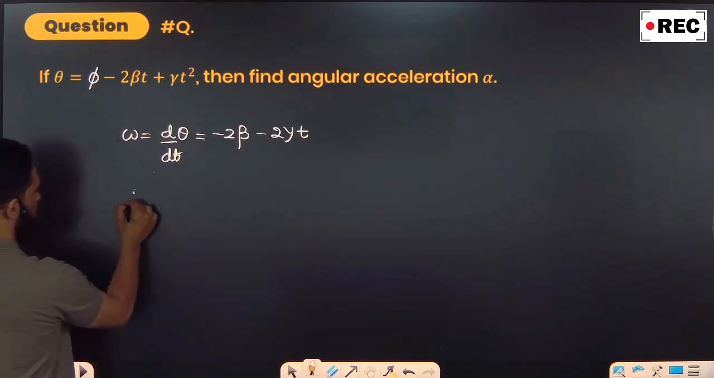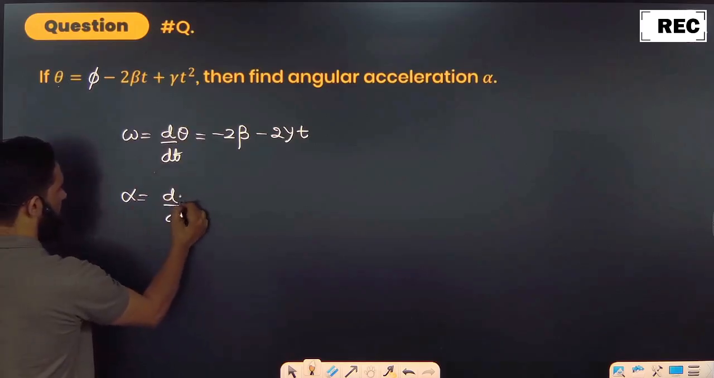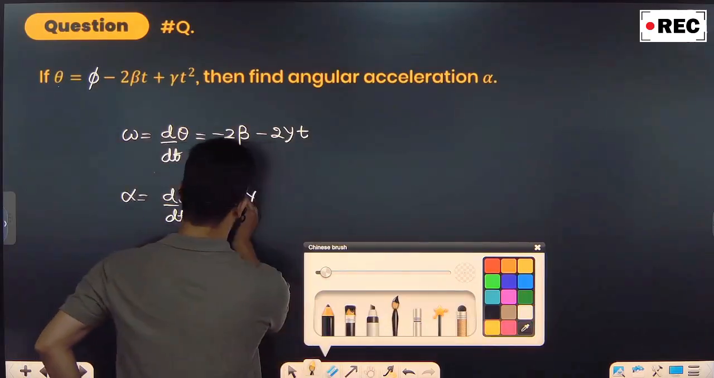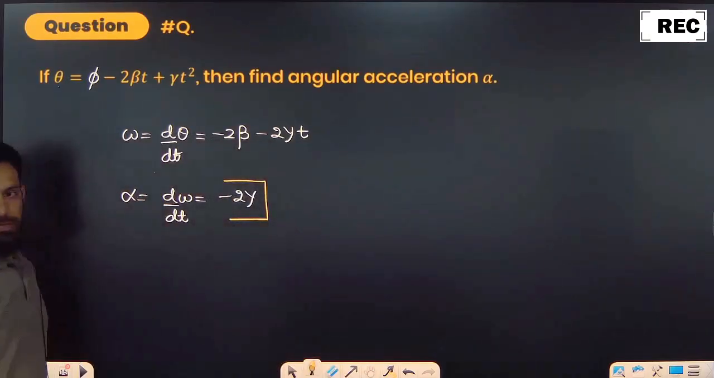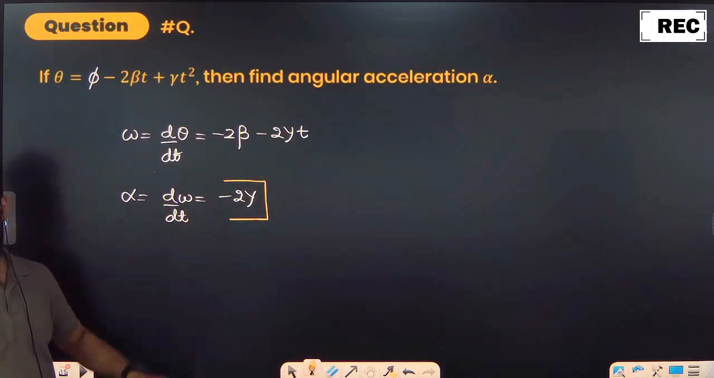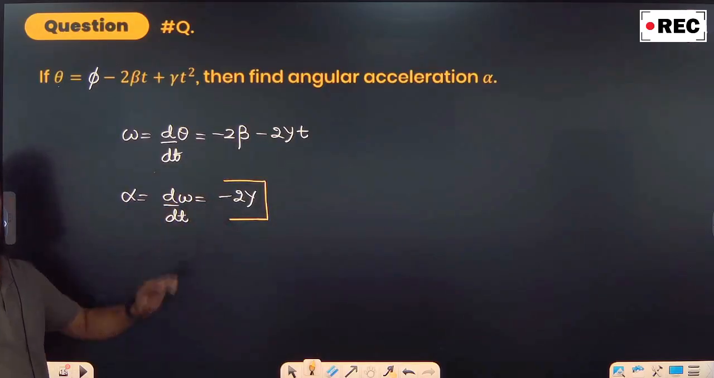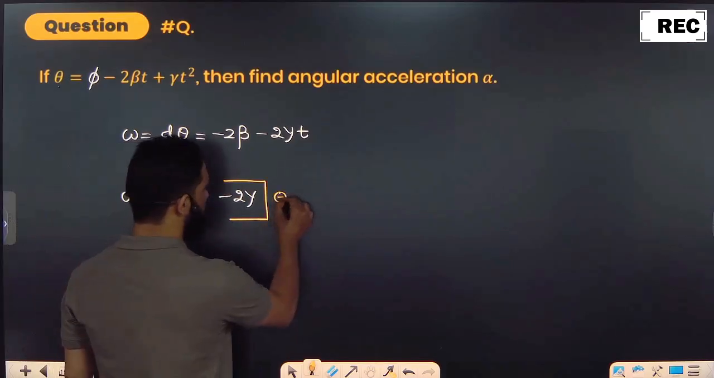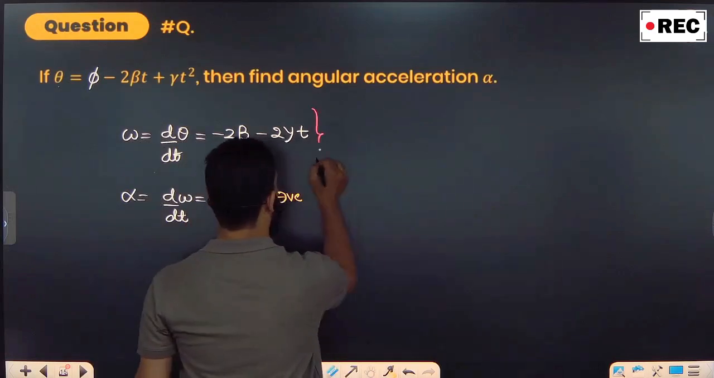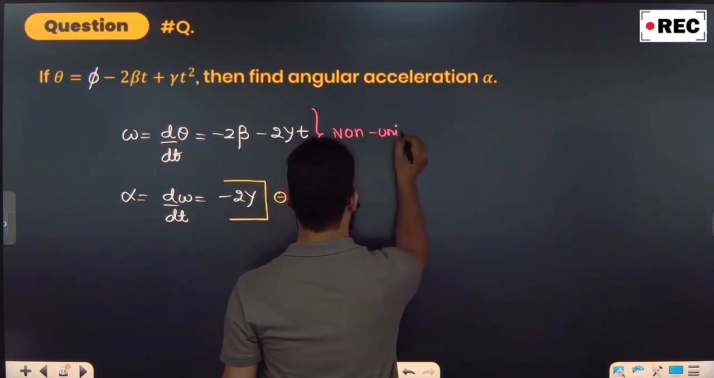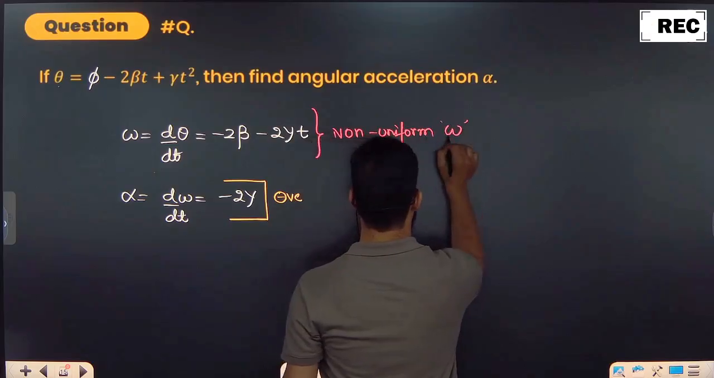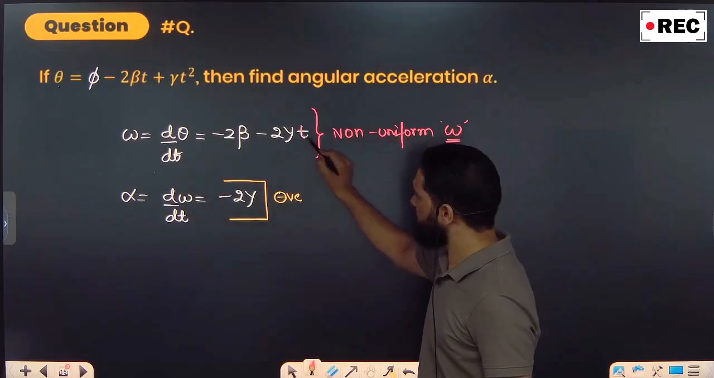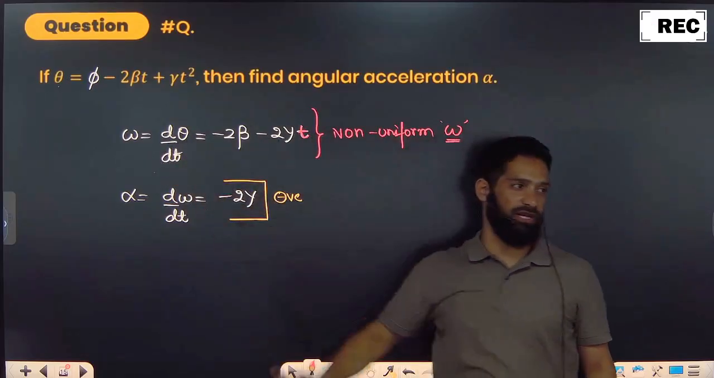Then differentiate one more time. d by dt of omega: this is constant, it will become 0. Minus 2 gamma. This is your alpha. At the end, is angular acceleration positive or negative? Negative. So it will be retardation, it may slow it down. Is this a constant omega or not? No. It is non-uniform angular velocity. Why? Because omega depends on time. With different times, you will have different omega.